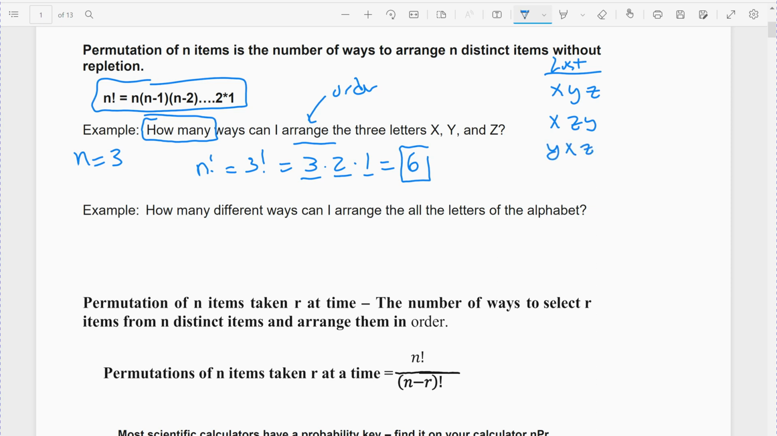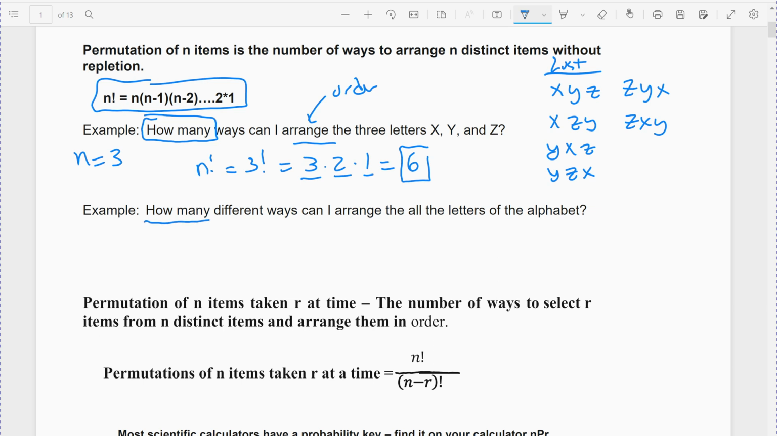Y, X, Z. That's a different order. Y, Z, X. Z, Y, X. And Z, X, Y. And those are all of the different ways that we can take those 3 letters and reorder them, rearrange them. And again, in a permutation, if this were code, each one of those would represent a different code, right? Suppose your code is just those 3 letters. So you'd have 6 ways you could set up your code. Or if somebody was guessing it, they would have a chance of guessing it 1 out of 6 times.